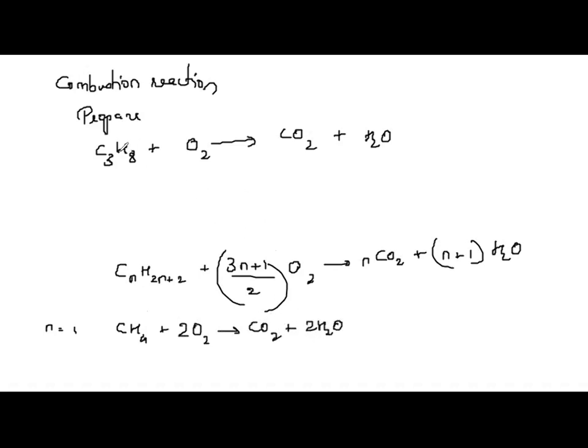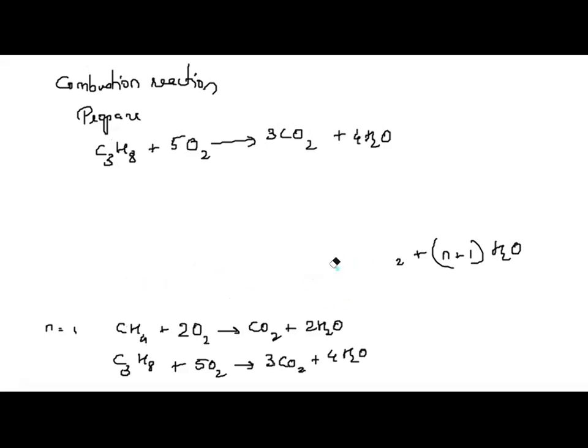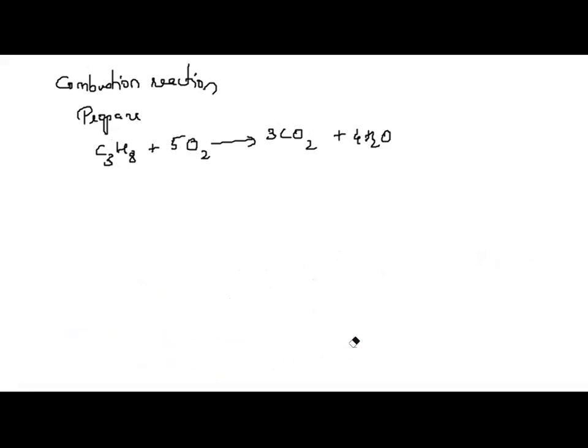So using this reaction, I can balance how many oxygens are required. So for C3H8, it is 3 into 3, 9, plus 1 is 10, 10 by 2 is 5 O2, which gives 3CO2 plus 4H2O. This is the balanced reaction. You should know this reaction, then it would be easy rather than sitting and balancing the entire reaction. That is the better part, what I suggest. Okay, so this is the reaction.